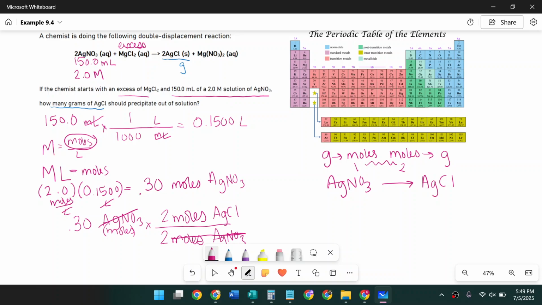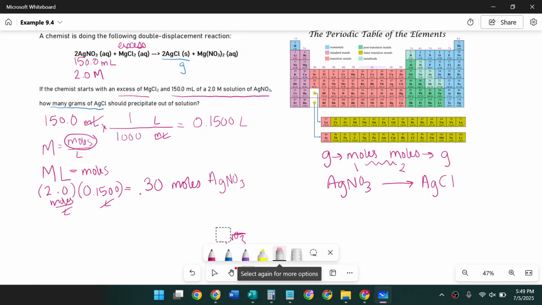But if you notice, this is going to cancel out, leaving us with just a 1, and so we're still going to get 0.30 moles of the other one. It's good to keep doing it so you don't forget that step. But if you're working to go from one thing to another and you notice they have the same number in front of them, they both have a 2, that means the number of moles that you're using of one is the same number of moles you're going to get of the other.